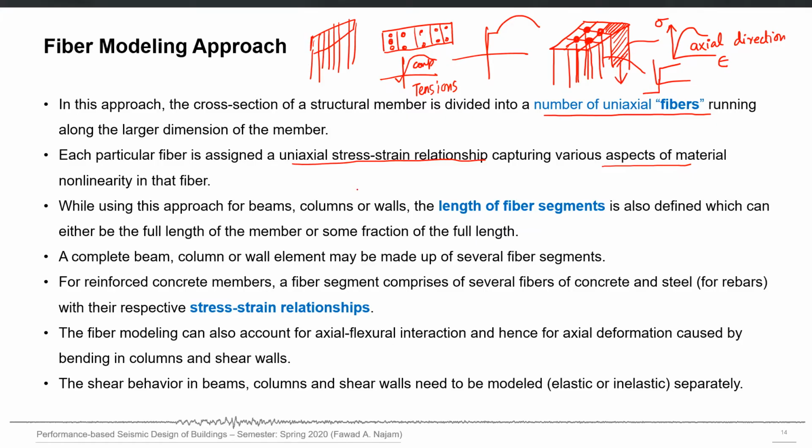And obviously, as I've explained earlier also, this fiber modeling approach can either be used for part of the total length or for the whole length of the element. So these fibers can run along part of the length, and also through the whole length of that column. Using this approach for beams, columns, or shear walls, the length of the fiber segment is also defined, which can either be the full length of the member or some fraction of the full length. So you have to define the length also.